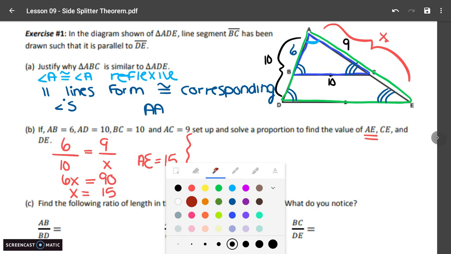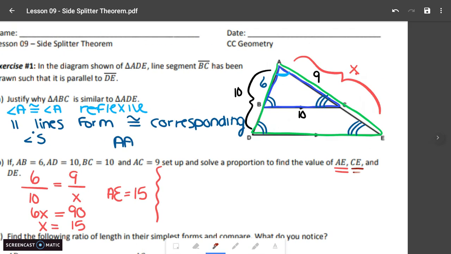When I go to try to find the second part, the second side we're looking for is CE. We notice that that is right here. And we already had the whole length, which is now 15. We have the top part for the smaller triangle is 9. So when we subtract, we're going to end up with CE equal to 6.